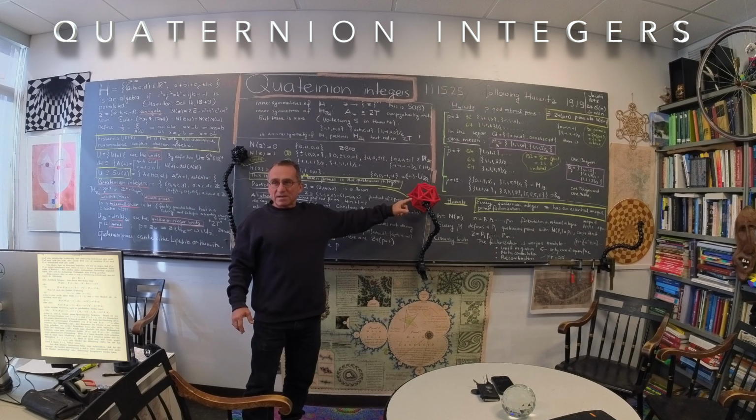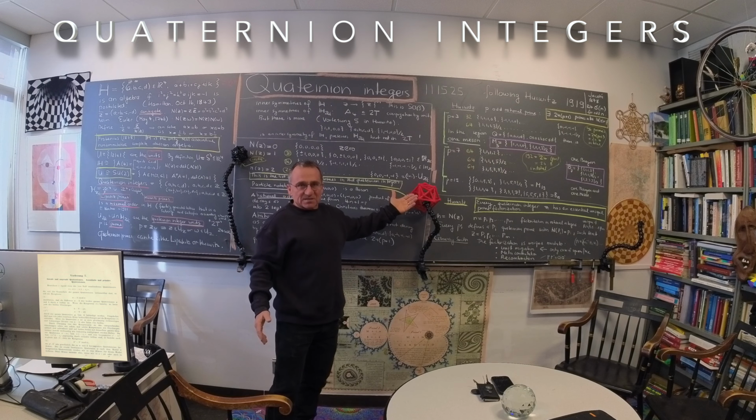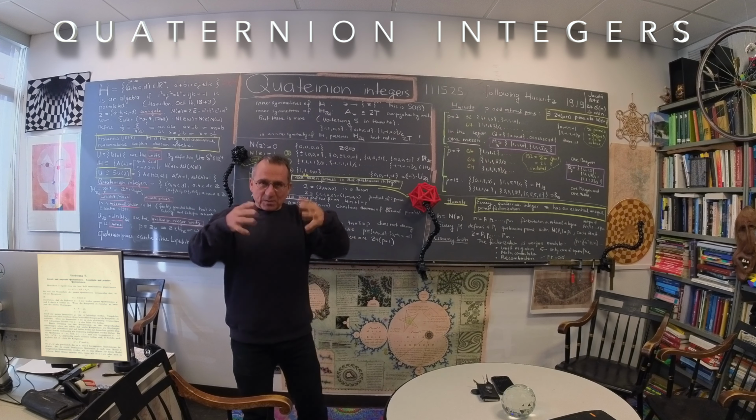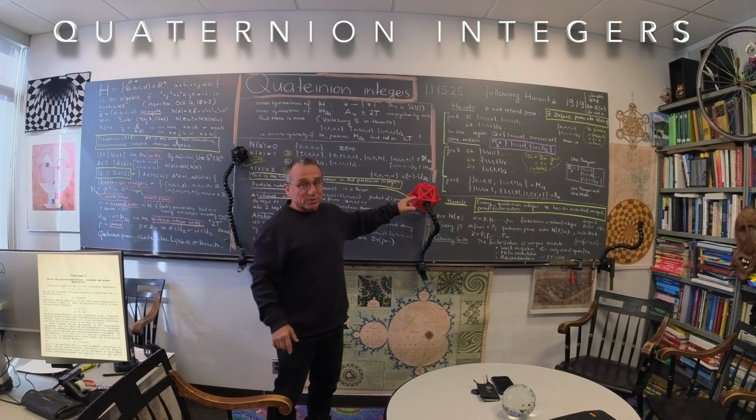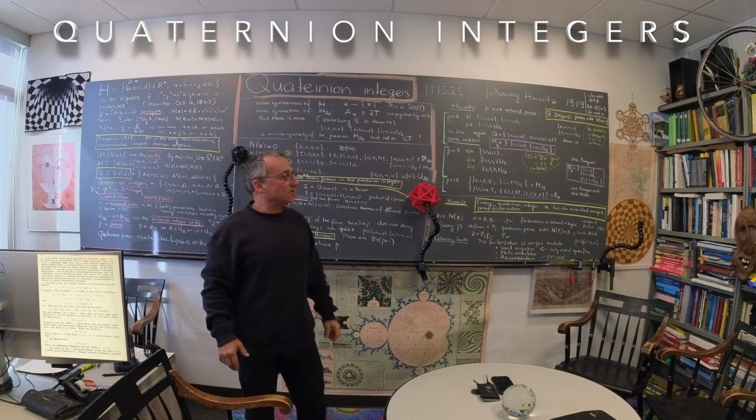And I drew this here. Actually, I printed it overnight here. This is, again, the 24-cell, but here this represents all the even primes in the quaternions.